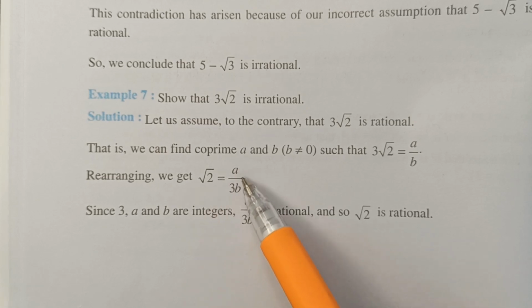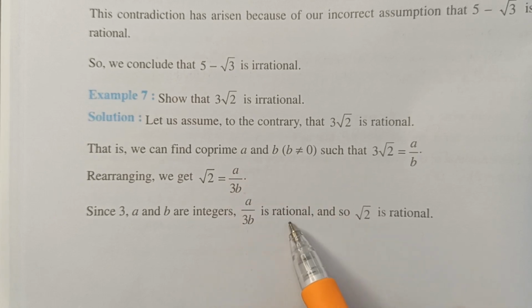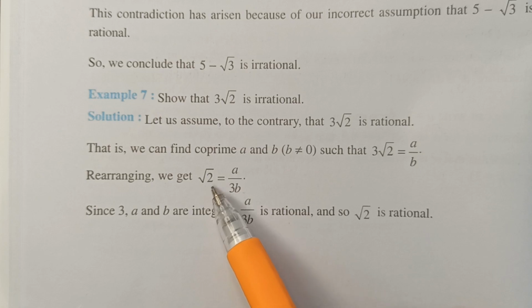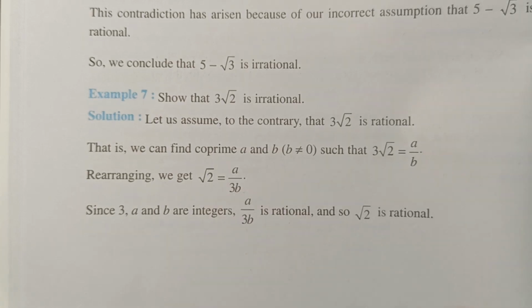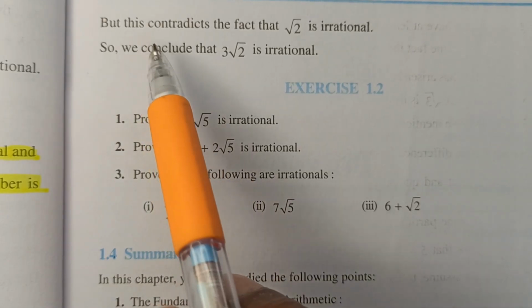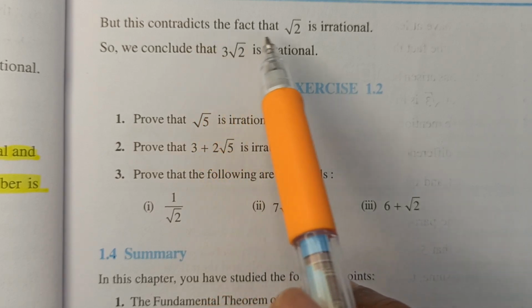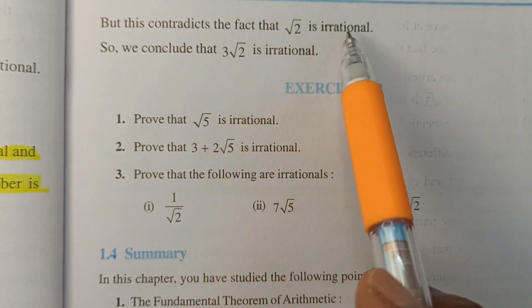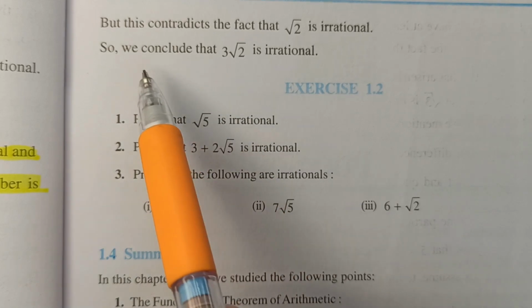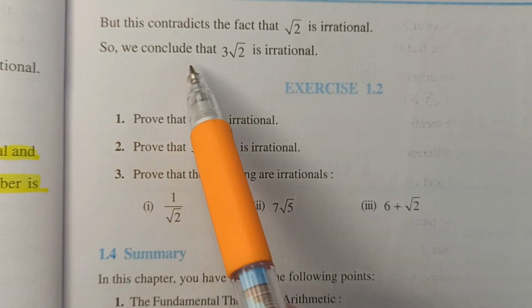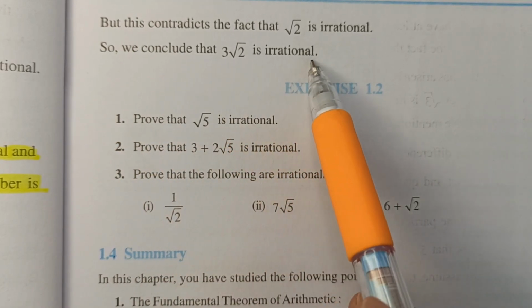Since a, b and 3 are integers, a by 3b is a rational number. If that is a rational number, then root 2 is also a rational number. But this contradicts the fact that root 2 is an irrational number. That is the theorem we have seen in this chapter. So we conclude that 3 root 2 is an irrational number.